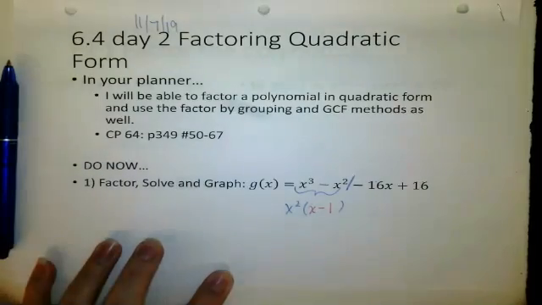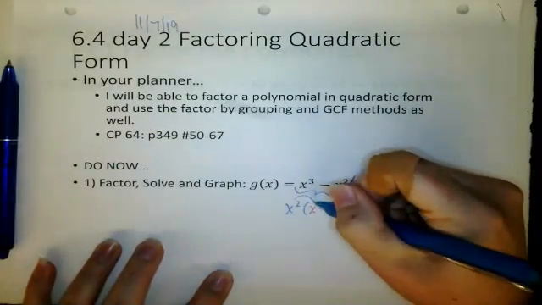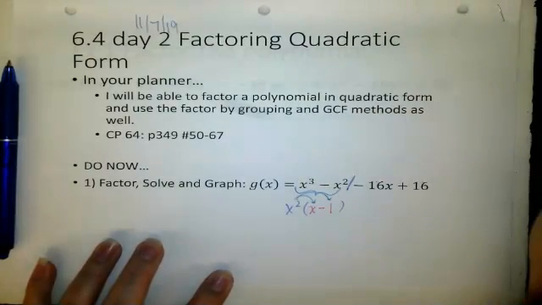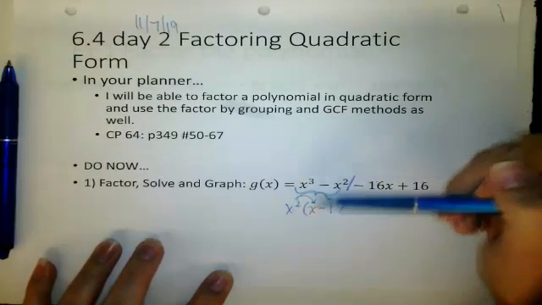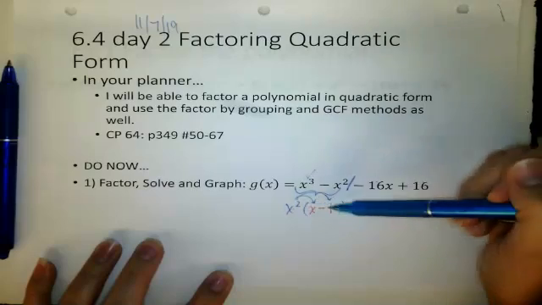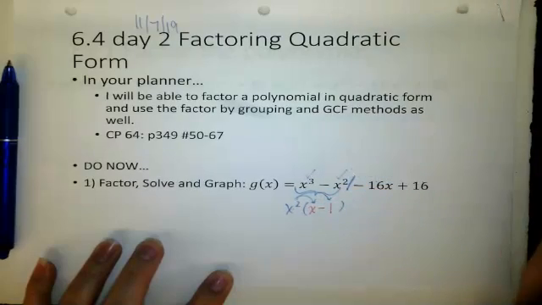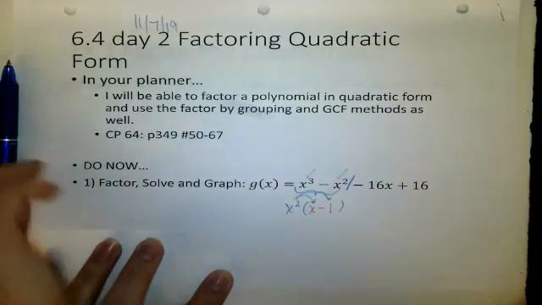How do you know if you did it right? You distribute. You just distribute and check. And it's definitely something you can do in your head, but x squared times x gives me the x cubed, and x squared times -1 gives me negative x squared. It's worth taking a second.